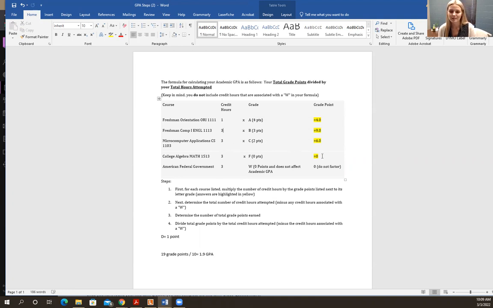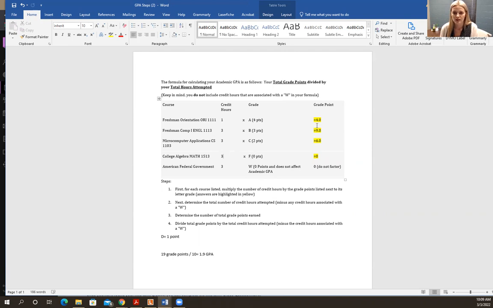And then when we get to college algebra, we are currently failing college algebra. It is worth 3 credit hours, and an F is worth 0 points. So we multiply those. 3 times 0 is 0. When we add up all of our grade points, of course, this isn't going to help us any because it's 0, but the hours do count. So we do count the hours, so it is going to count against us. That's how an F drops your GPA so quickly and so low.